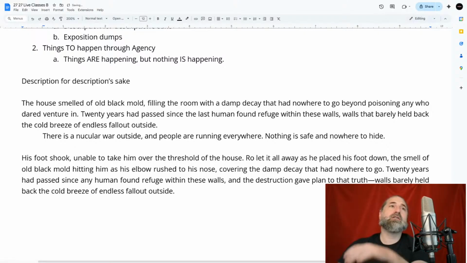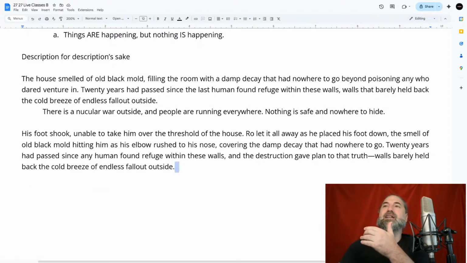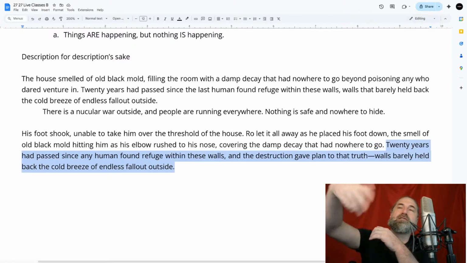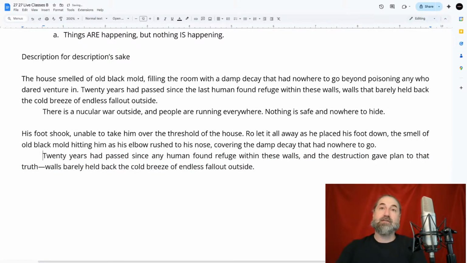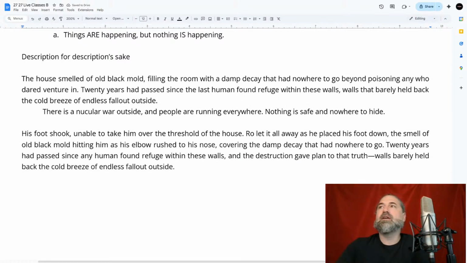Right? So now, exposition absolutely can become processing, because if it is through the POV of a character, it's now them connecting their experience of what's going on to them processing. Now, if I did this, it would no longer be processing. This would turn into exposition. But as long as it stays within the movement of the character's experience, right? But anyway, so now there is a nuclear war outside, right?